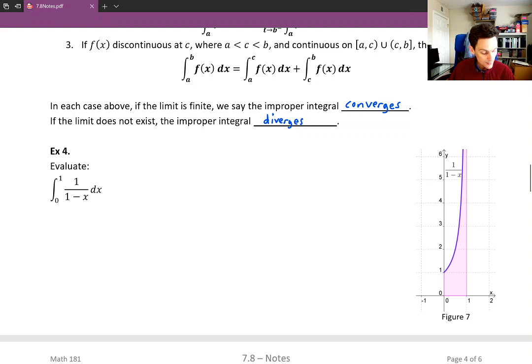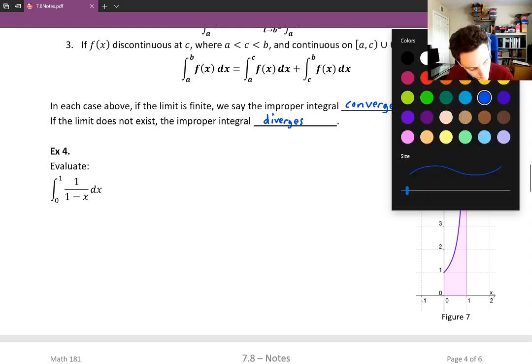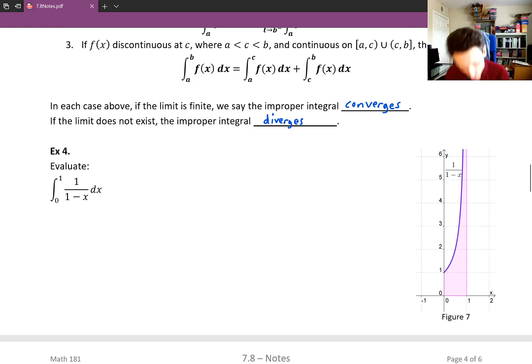And actually you can see it in Figure 7 as well. It graphs 1 over 1 minus x, and you can see that at x equals 1, that's where the vertical asymptote is, and that's where we have a discontinuity. Okay, so as a first step, we're going to replace that discontinuity with a t and let t approach that discontinuity. And you can see that we're approaching from the left side of 1 by looking at figure 7.